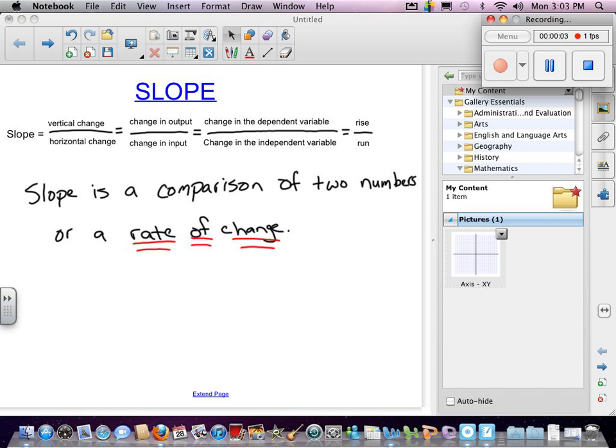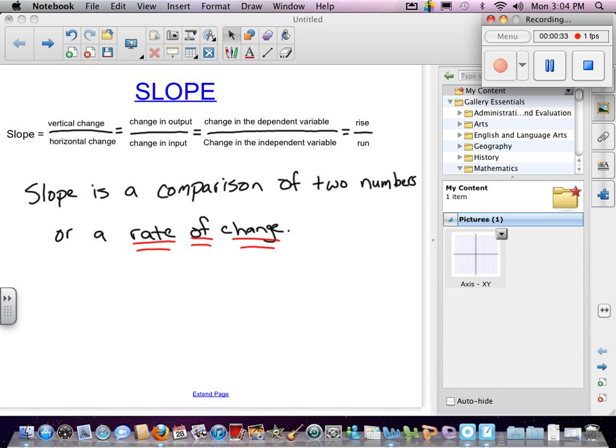Alright, so what we're going to talk about today is slope. We're going to start out by giving a couple of definitions or explanations of slope. Slope can be defined as the vertical change over the horizontal change. It can also be described as the change in the output value over the change in the input value, the change in the dependent variable over the change in the independent variable, or last but not least, rise over run.